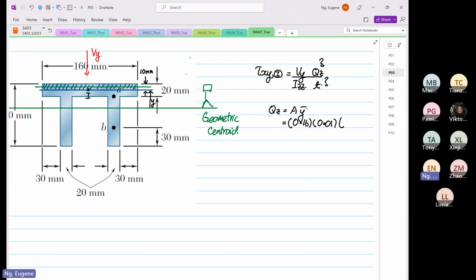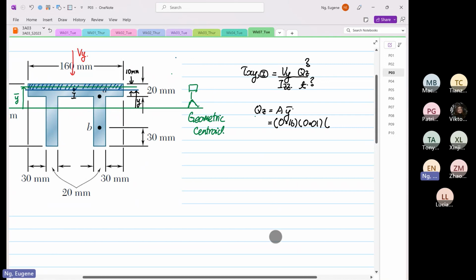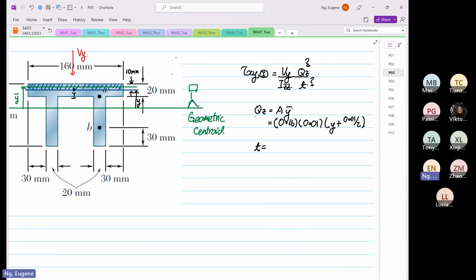Okay, so this is our Y bar. That distance over there, the Y bar, as you can see, will be equal to Y plus 0.01 divided by 2, because the entire thickness is 10, and the defined area centroid is 0.01 divided by 2. So the thickness over here, which is pretty straightforward, is equal to 0.16 meters.